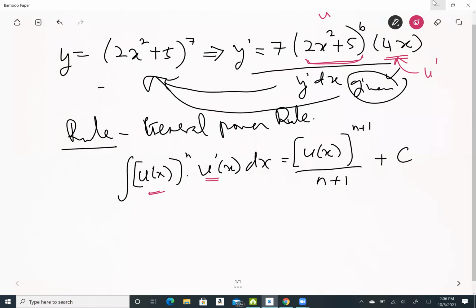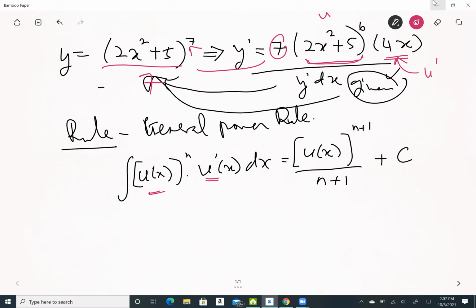If I integrate, what do I get? I get u of x raised to the power of n plus 1. You add the power by 1, divided by n plus 1. So you got here the power of 7. Of course, exactly it will not be the same; you bring the 7 here, that becomes divided by 7. But that's the idea. You have u raised to the power of 6 multiplied by u prime, and the integral is simply u to the power of 7, everything divided by 7.